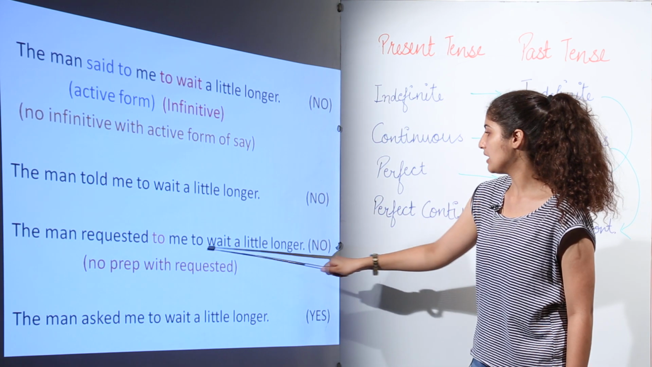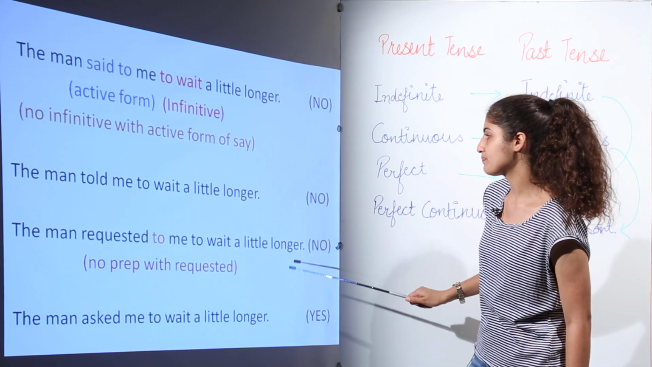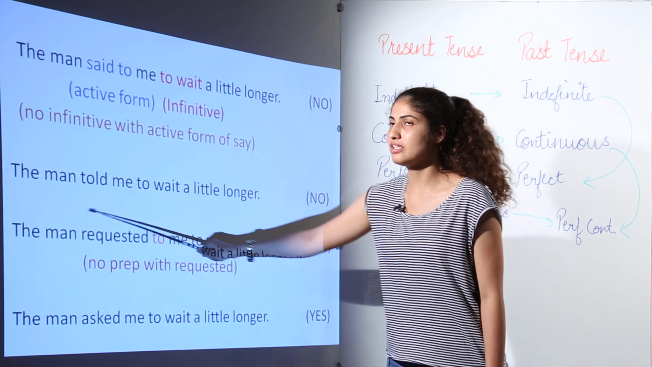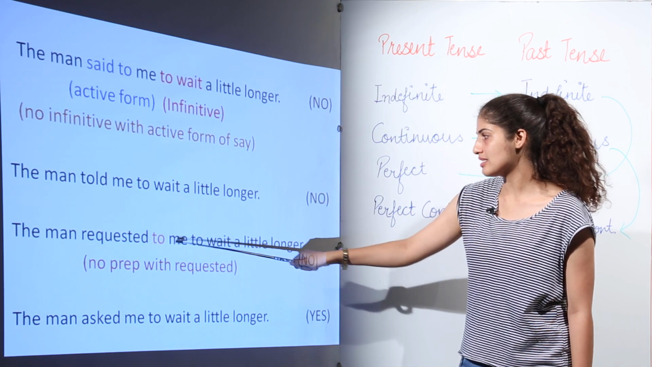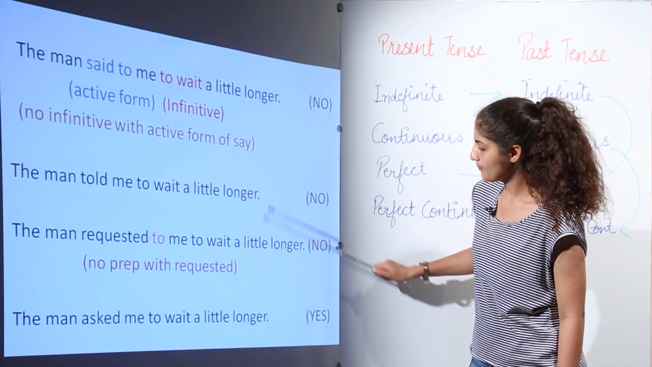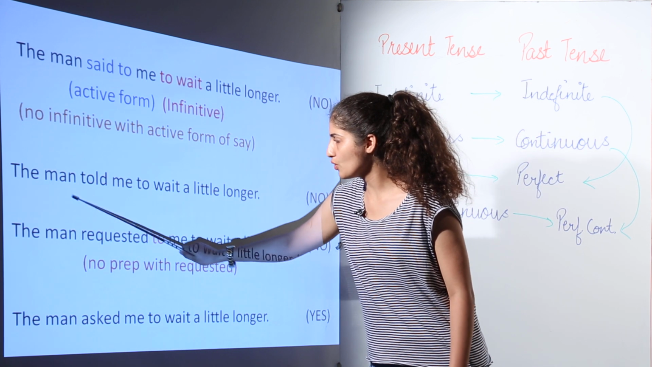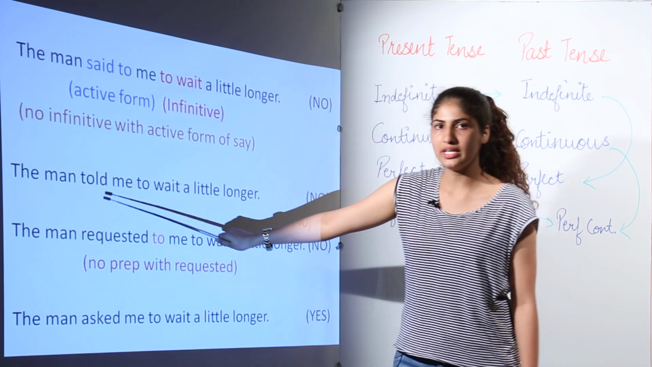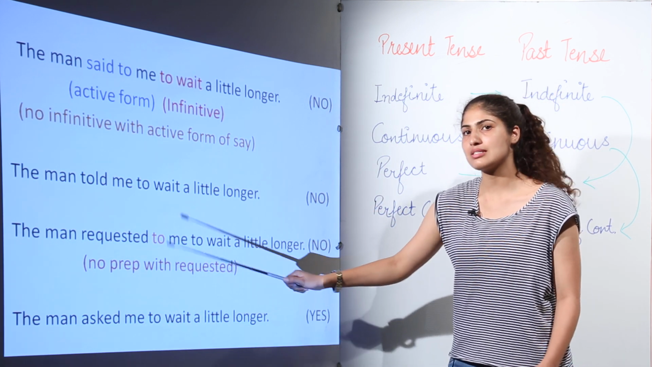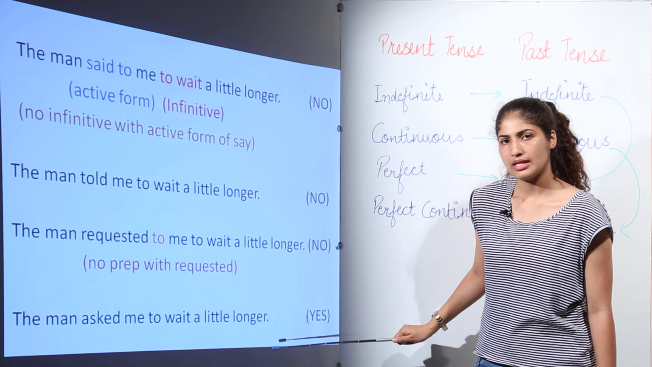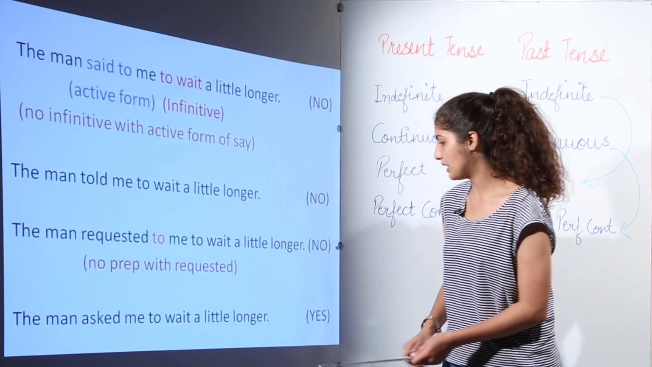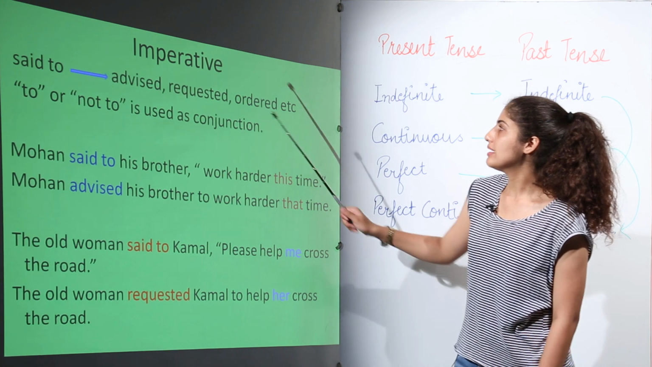The man requested to me to wait a little longer. See, this is the word requested, and we cannot use any preposition with request. So we will drop to, and since here to is there, we say that it is not a correct sentence. The man asked me to wait a little longer. See, this sentence was basically correct, but just because we use the word told here, this was incorrect. And now this is basically a question. So the man asked me, and now this is indirect speech, therefore we have made it in the assertive kind of sentence. We'll put the full stop and we say that the man asked me to wait a little longer.